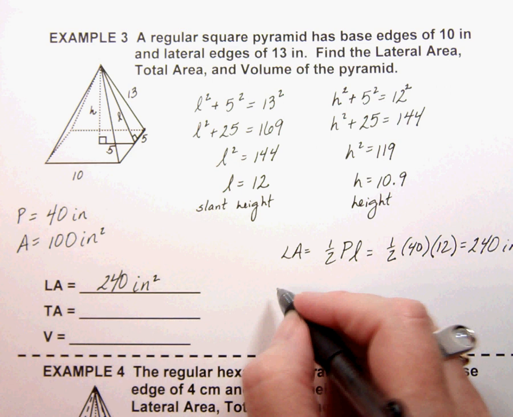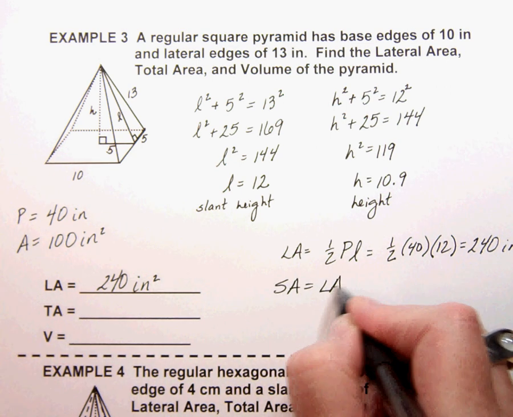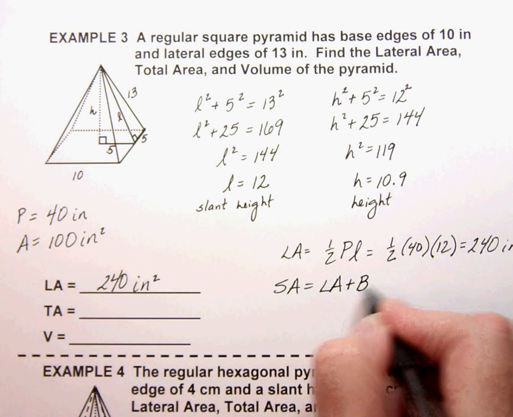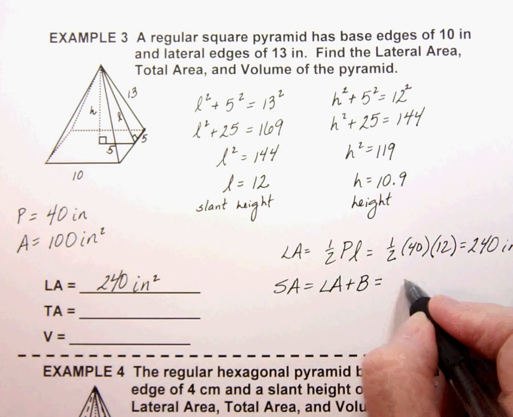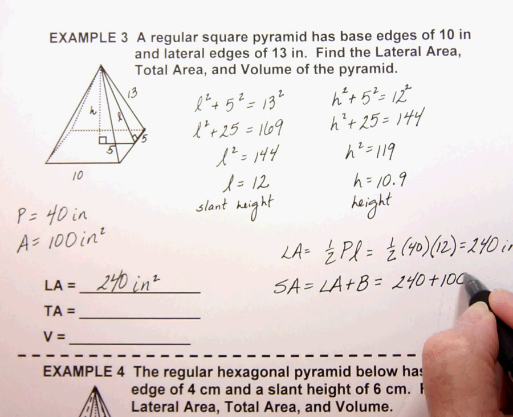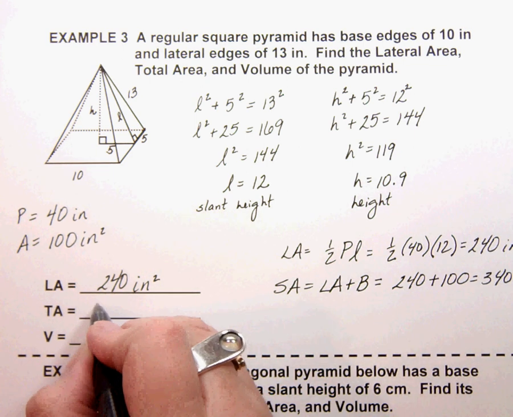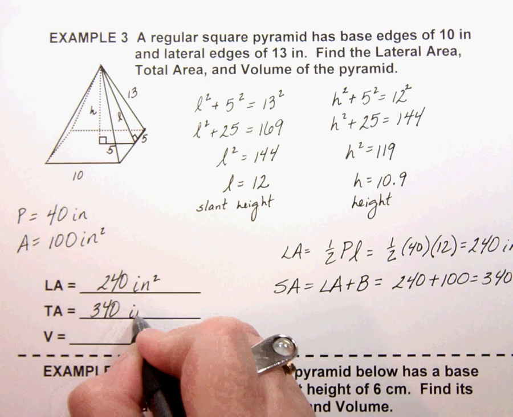That's your lateral area. To get your total area, you always do the lateral area plus one base, because you have one base. So our lateral area was 240. We add a base area of 100, and that makes 340. And this is an area also, so it's 340 square inches.